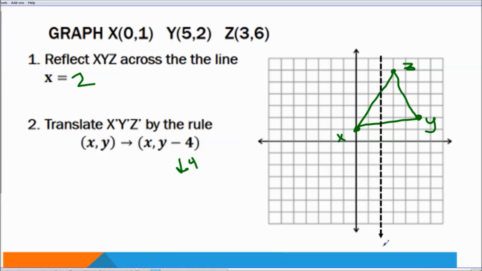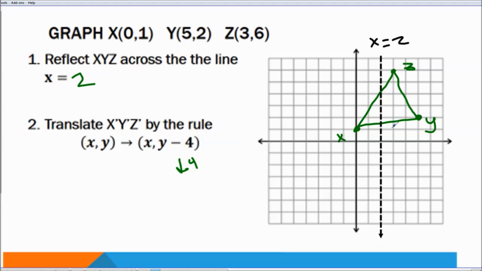Okay, so we've got our line. I'm going to label it as x equals 2. And now we're going to do our reflection. No matter how good or bad the picture looks, stick with the rules that you know. We know that we take any point, we see how far it is from the line, and we do the same thing on the other side.